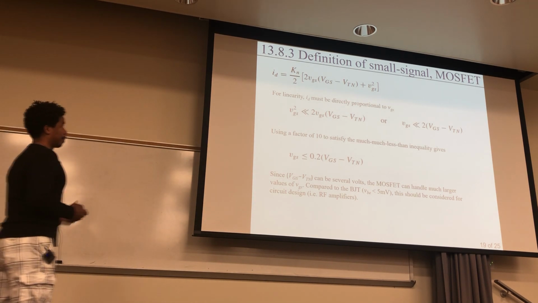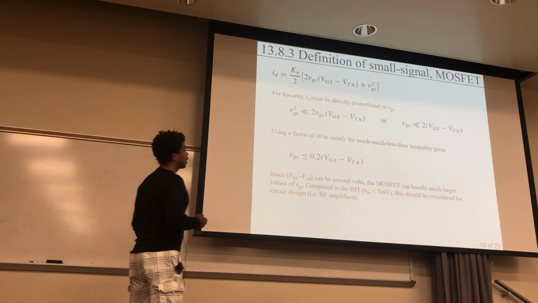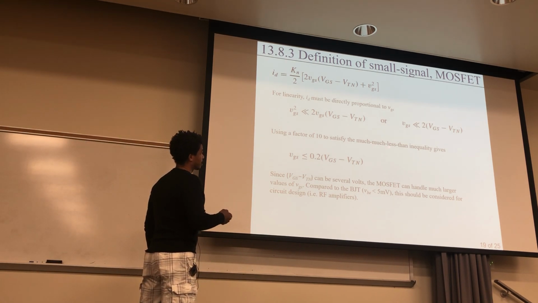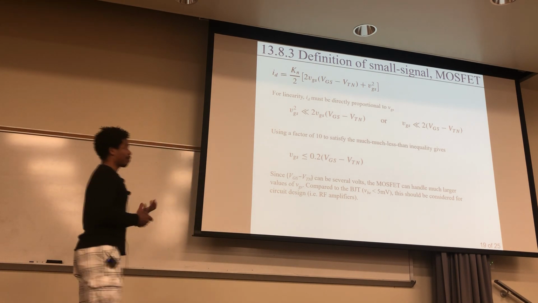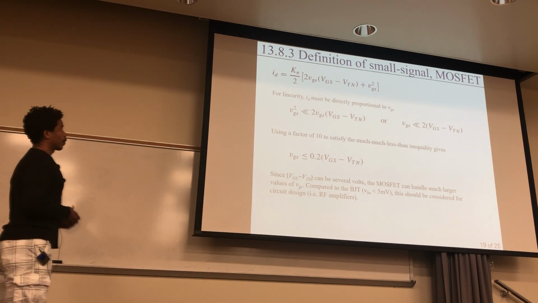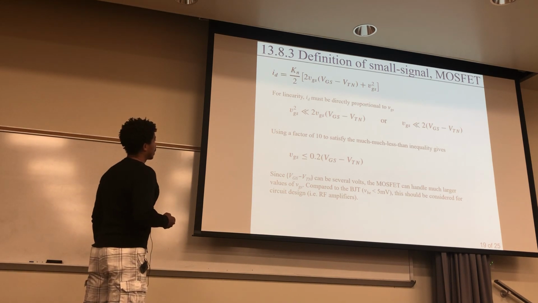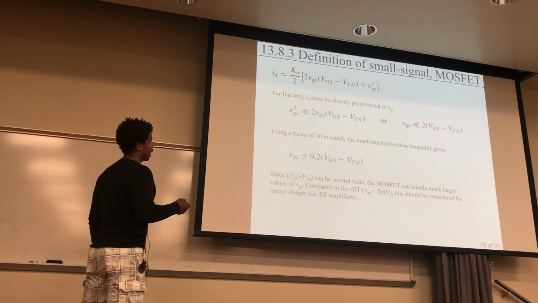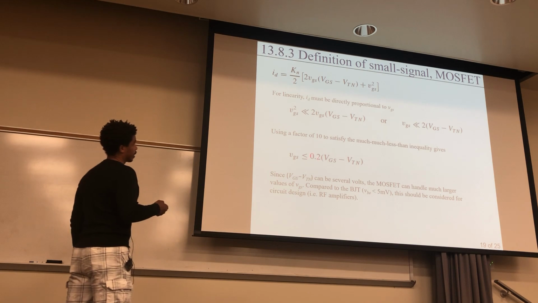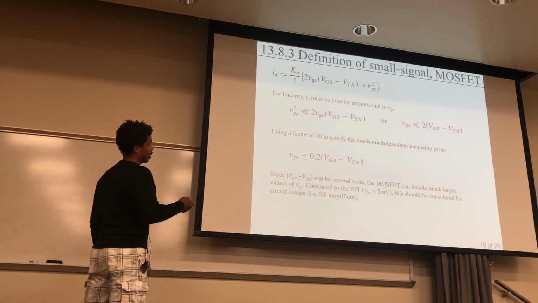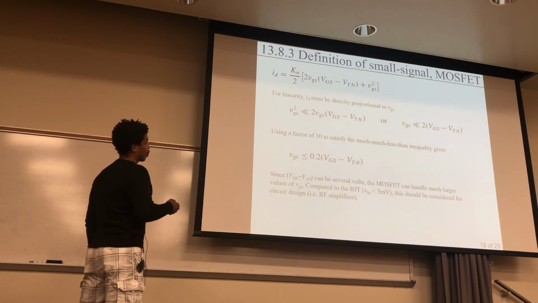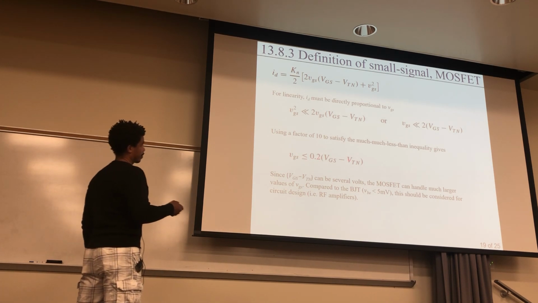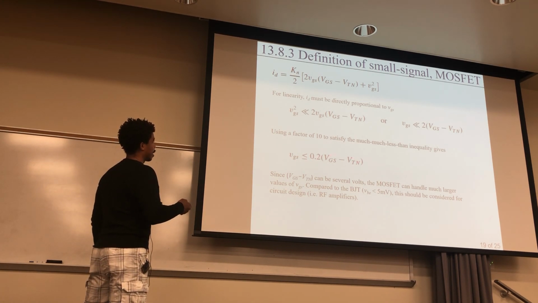Again, in this book they use a factor of 10 to mean much, much less than or much, much greater than. It's like an order of magnitude increase or decrease. So we can apply this to that, and if we reduce it by an order of magnitude, instead of saying this is much, much less than that, we say this is less than or equal to 0.2 times the difference between that.